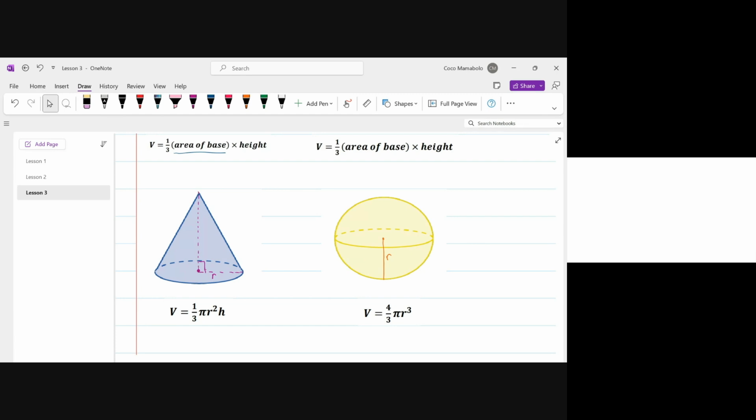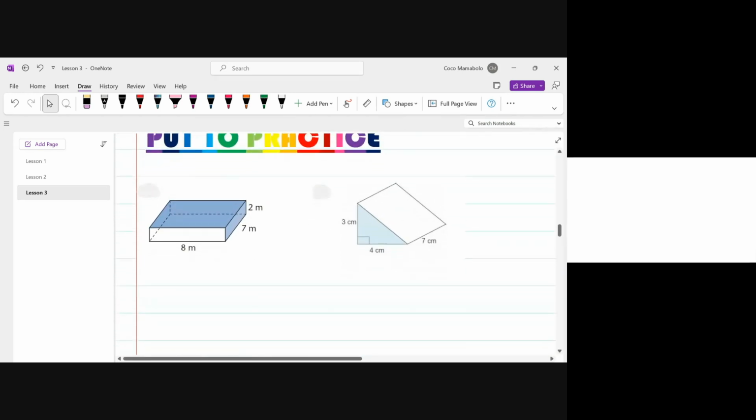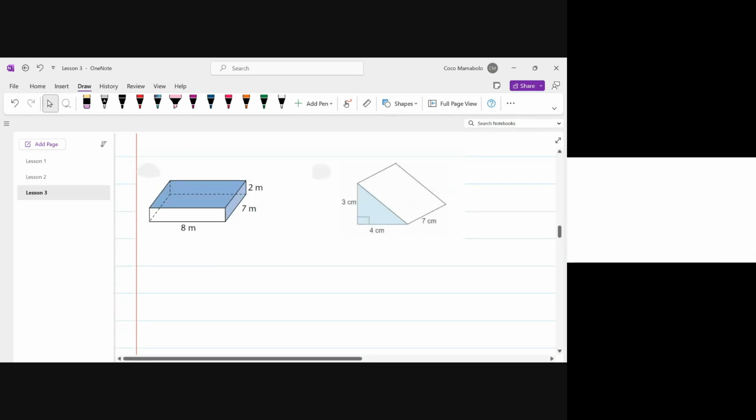Let's put them together. I may be a little mean later on in the lesson, but let's start with some nice, easy stuff. Can I give you 4 minutes to calculate the volume of these two shapes? We'll call them shape A and shape B. This is nice and easy. We're just going to use the area of the base times the perpendicular height. All right, 4 minutes. Let's go.